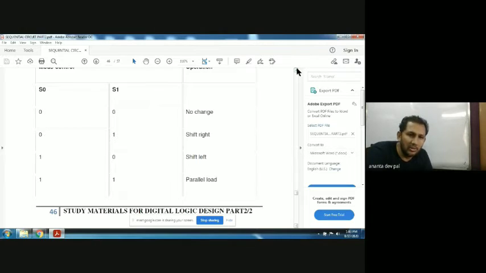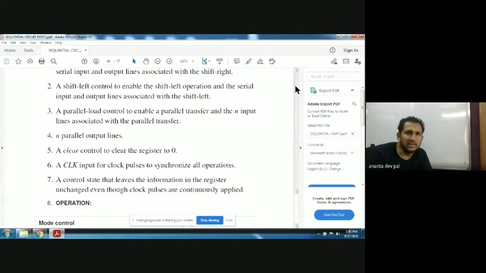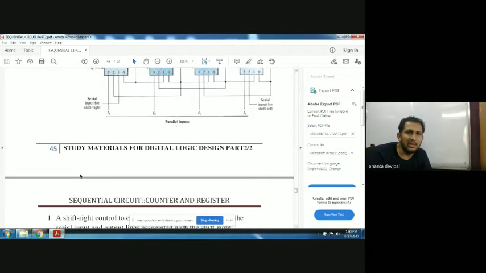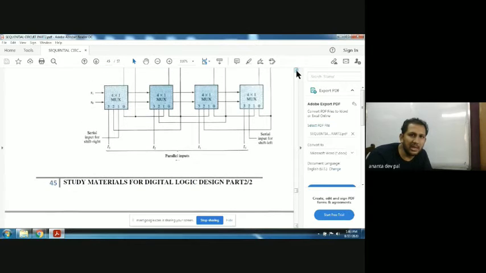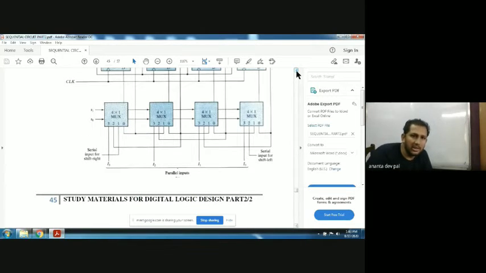When 1 1 occurs, the third line is activated, which is the parallel input line. The third line is transferred to the output and moves to the parallel output, so it moves to the D. When it is 0 0, it remains unchanged.